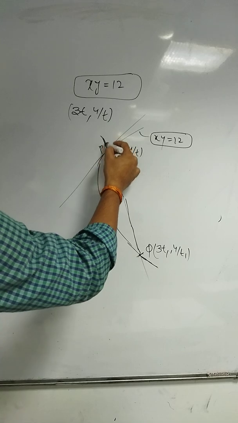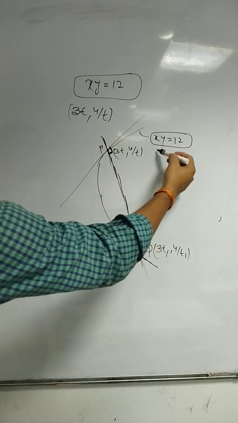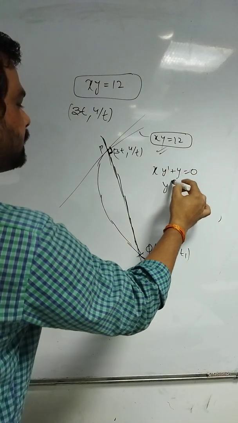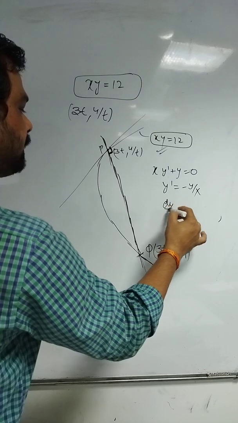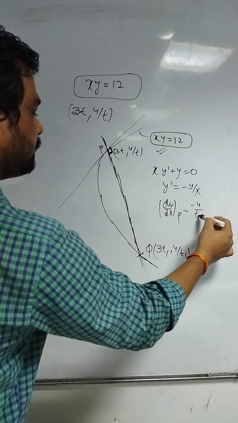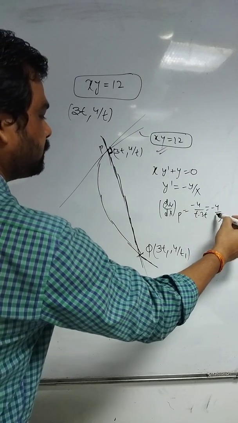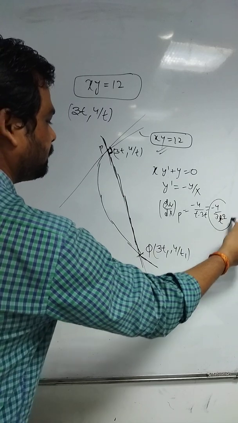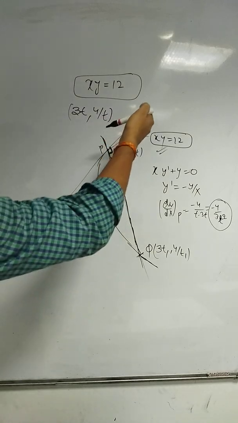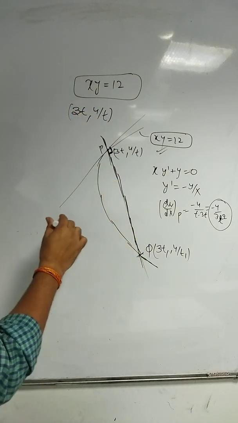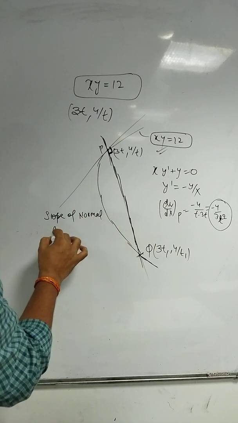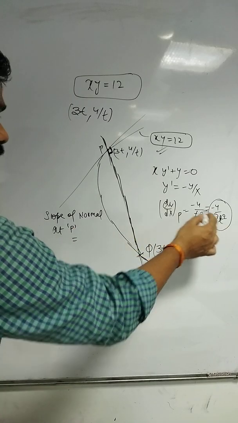Okay, so find the slope of the normal. First find the derivative of this curve. So x y dash plus y is equal to 0, then y dash is equal to minus y upon x, and dy by dx at point P is what? Minus 4 by t into 3t. It will come out minus 4 by 3t square. Minus 4 upon 3t square is the slope of the tangent at point P. But we are talking about the normal. So the slope of normal at point P is equal to 3t square by 4.